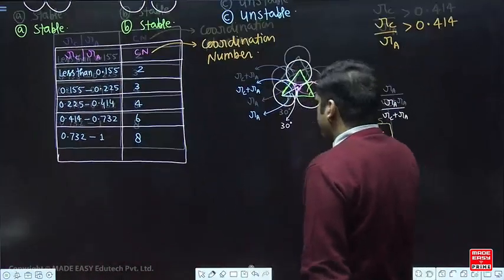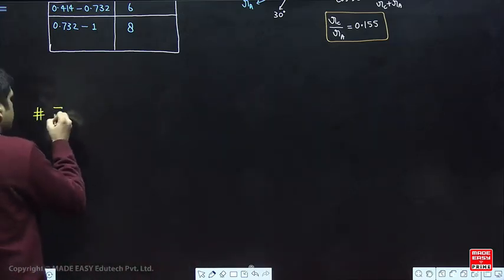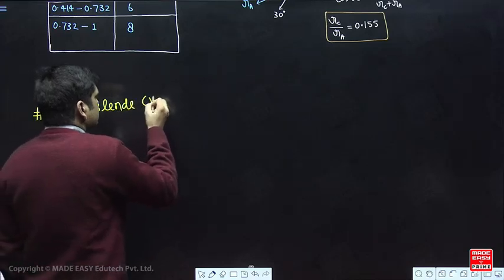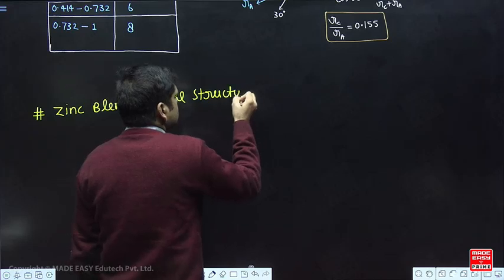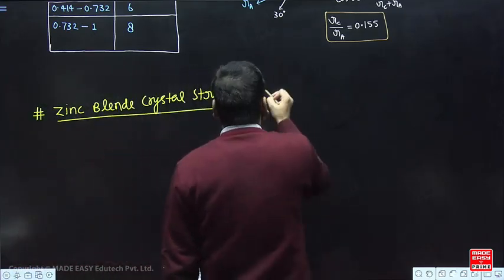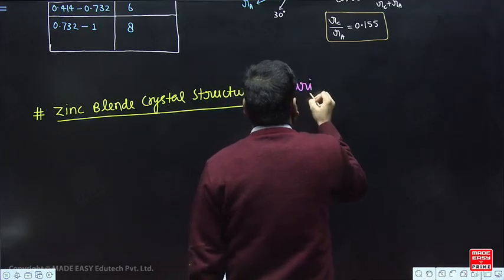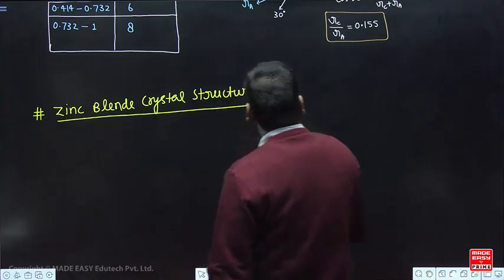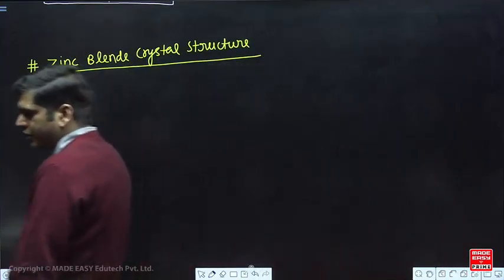लिखें, जिंक ब्लेंड क्रिस्टल स्ट्रक्चर. It is also known as sphalerite. मुझे स्पेलिंग ही नहीं आएगी, छोड़ो हटाओ. जिंक ब्लेंड क्रिस्टल स्ट्रक्चर.